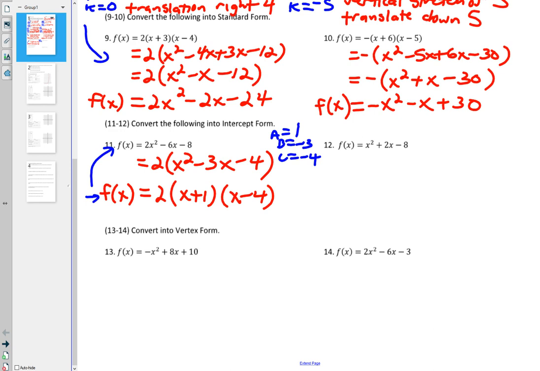For number 9, we were given intercept form. Just for fun, why do they call it intercept form? That's the x-intercept. That's where it's going to cross the x-axis. Where is number 9 going to cross the x-axis? Since it's already in intercept form, I can tell you just by looking at it.